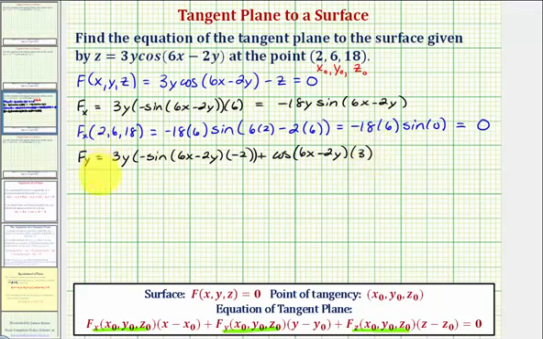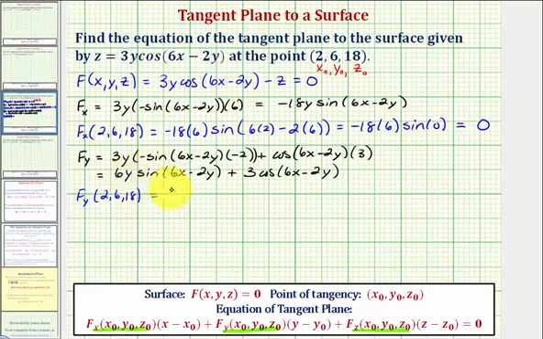So let's go ahead and simplify here. We'd have negative 3y times negative 2, that's 6y, sine of 6x minus 2y, and then plus 3 cosine of 6x minus 2y. Now we want to evaluate this at the point of tangency. So y is 6, so we have 6 times 6 times sine of, well, 6x minus 2y is going to end up being 0 again, because we have 6 times 2 minus 2 times 6. So we have sine 0, and then plus 3 times cosine 0. Sine 0 is 0, so we have 0 plus 3 times cosine 0. Cosine 0 is 1, so this equals 3.